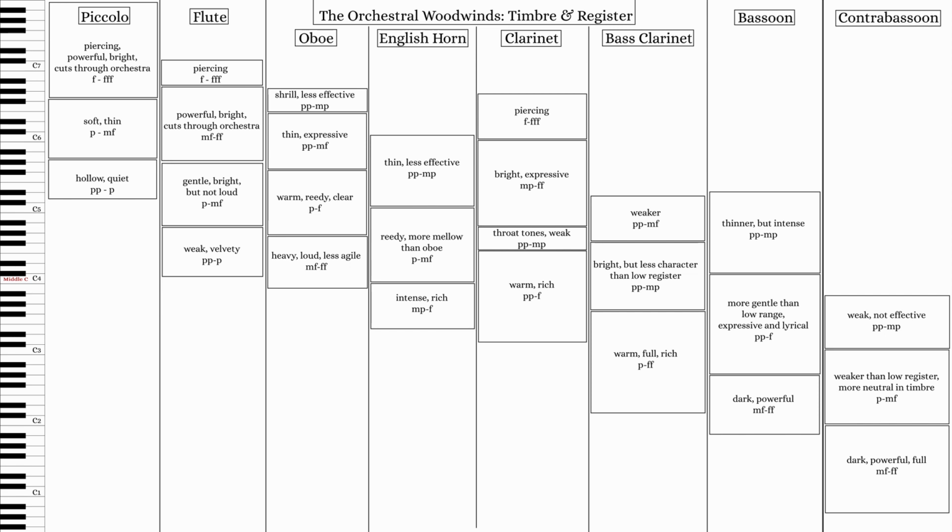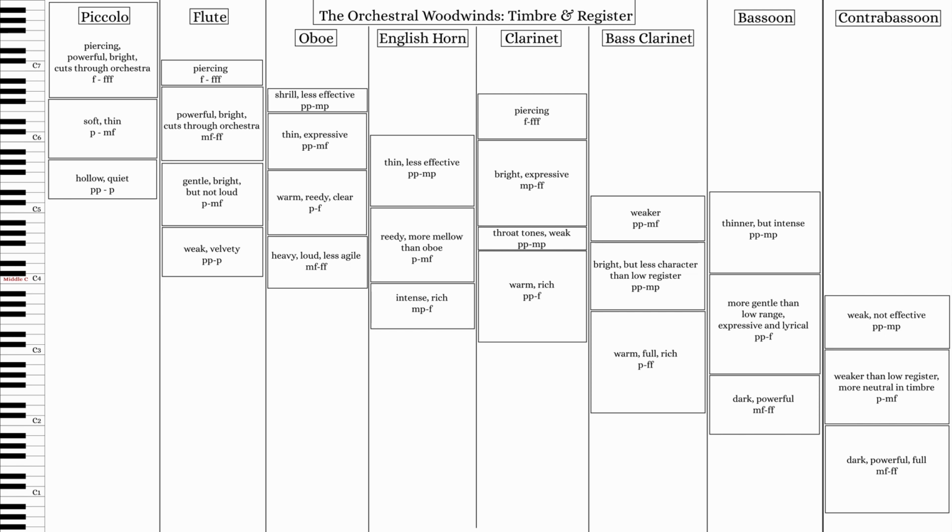Most experienced orchestrators will intuitively be aware of these registers and timbral differences, and they won't even have to think about it before arranging music. The best orchestrators know these instruments inside and out and can instinctively make orchestration decisions based on familiarity and experience.